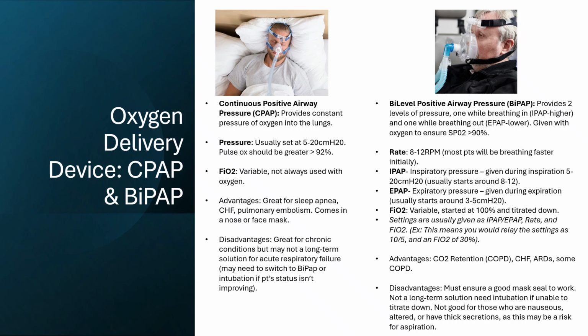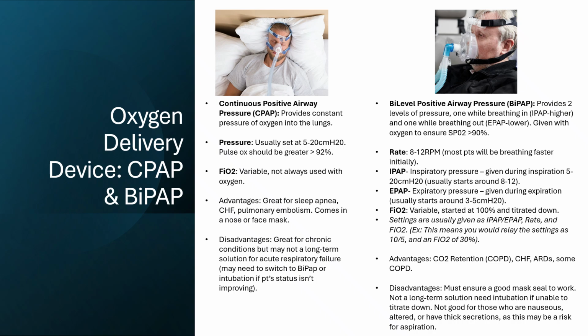So when you think about BiPAP, again, you're going to set your rate between 8 and 12. Most patients are going to be breathing faster than that initially, but you want to set a steady rate, so if the patient fails a little bit at breathing, they can fall back on that rate. Your inspiratory pressure, like I said earlier, is typically higher. This is a higher concentration or higher pressure of oxygen that's given during inspiration, and usually it's 5 to 20 centimeters of water. Most of the time people start around 8 to 12. It's pretty common to be at 10 when you first start out.